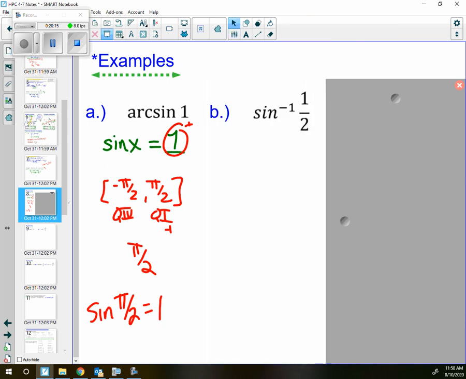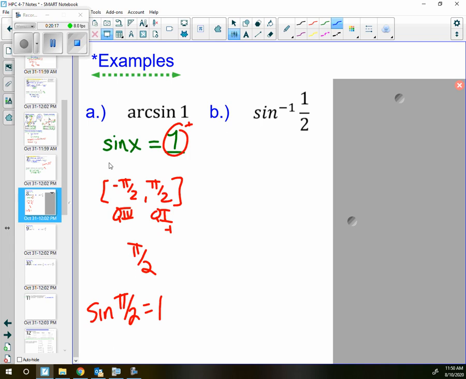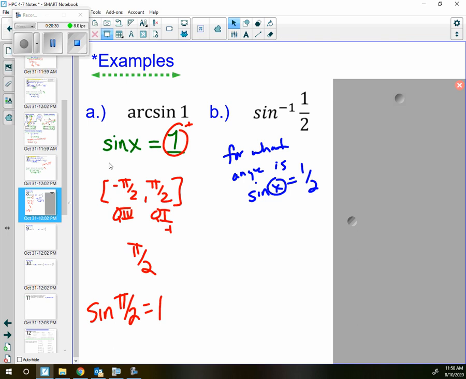Okay, let's try the next one. Inverse sine of a half. Asking the question, for what angle is sine a half? What angle measurement has to go there? When is that going to make sine a half? Okay, so pause the video. What's your guess? What angle measurement gives you a half for sine?